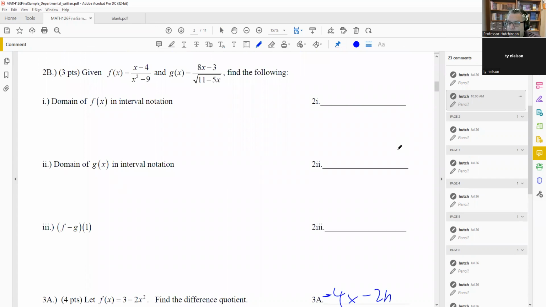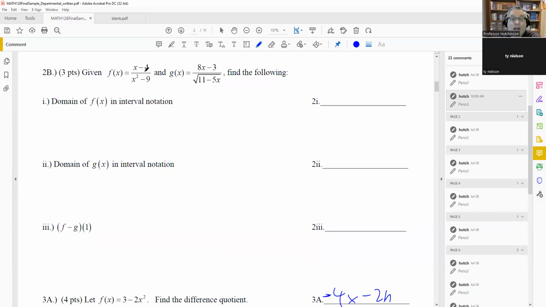For 2b, we have a couple different functions that we had yesterday. So we'll take a look at these, we want to find the domain of each of these, and then we want to find f minus g of 1. So part 3 is either going to be an f plus g or f minus g. They're both very similar in how you would do that. Let's do the domains first.